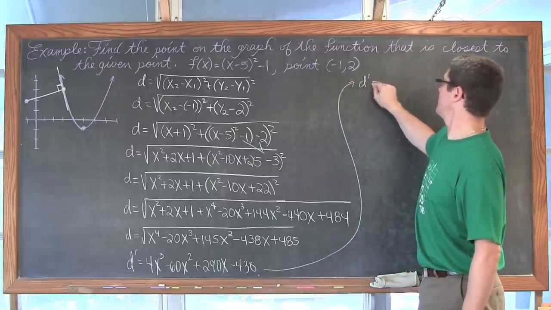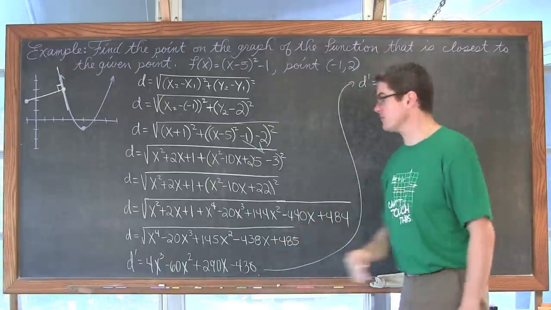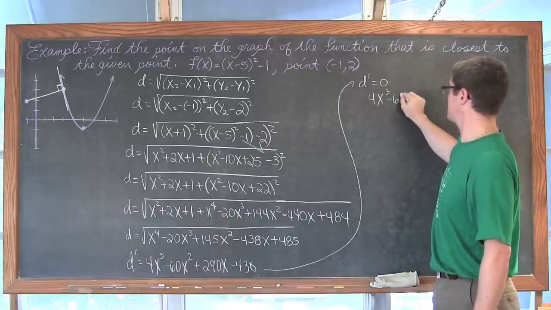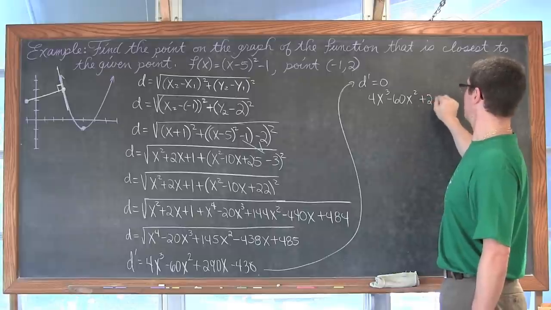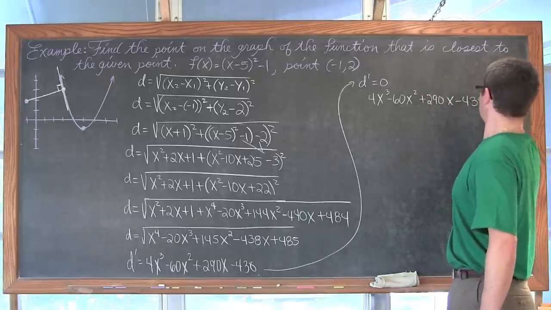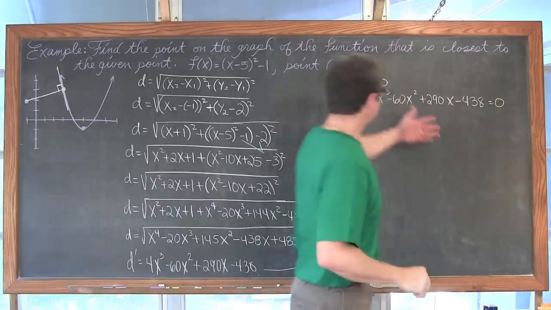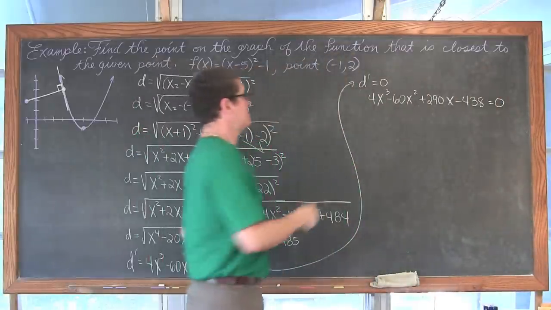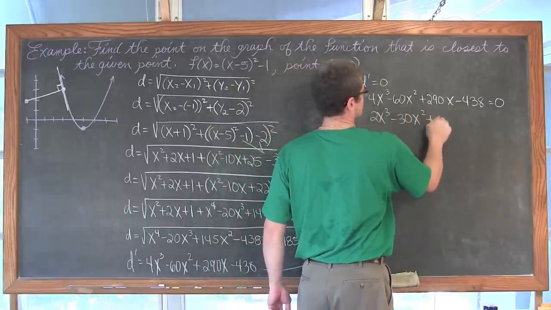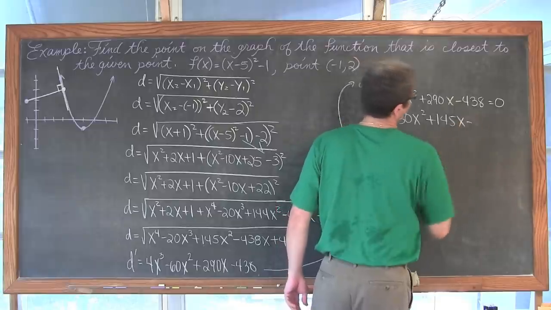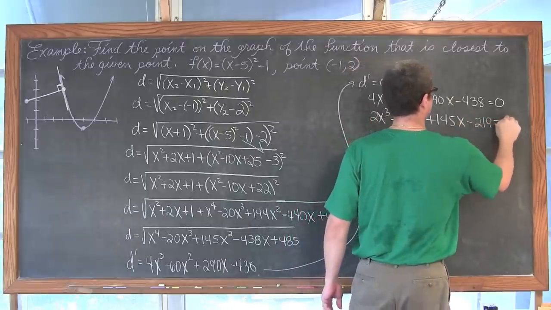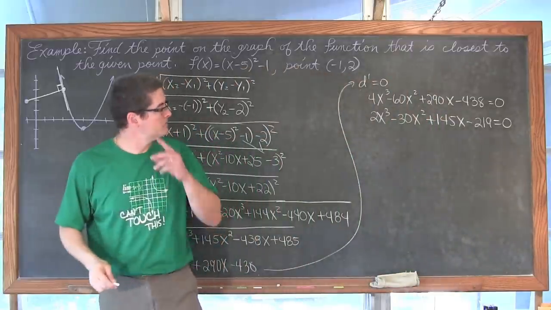Okay, well, where is the first derivative equal to 0? That means that we're going to take this and set it equal to 0 and get 4x cubed minus 60x squared plus 290x minus 438, and we're setting that equal to 0. Now, all of these numbers are even, so I can divide them all by 2 and get 2x cubed minus 30x squared plus 145x minus 219 equals 0.